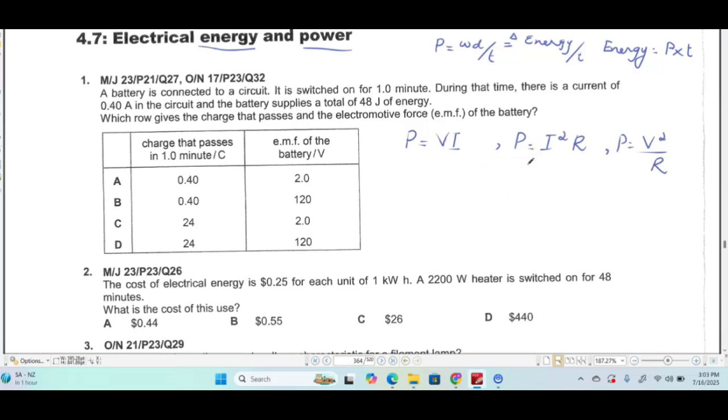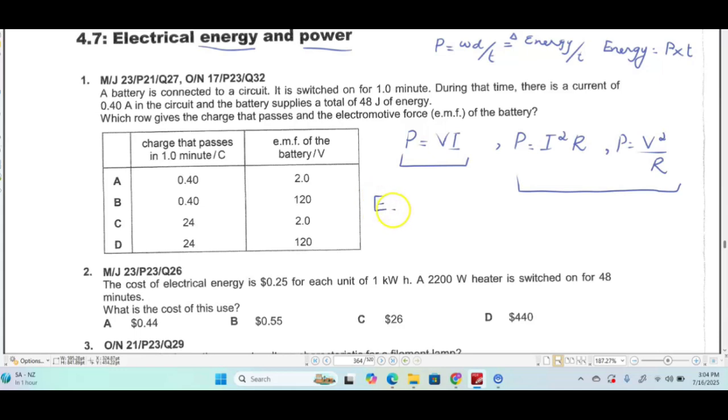We should keep in mind that in the question statements where resistance is given and you have to calculate the power, you use these two formulas, I square R and V square over R. And in the question statement that has voltage and current, obviously you are going to use P equals VI. Now, once we've established that these three are the formulas to find power, what are the three formulas that are going to be used to calculate energy?